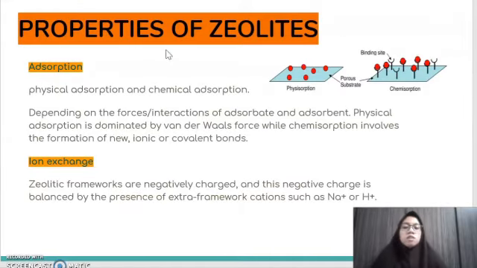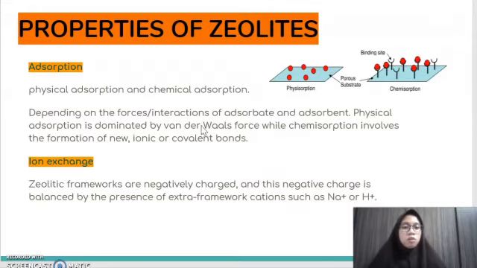So I will proceed with the presentation on the properties of zeolite. There are many properties of zeolite, but I want to emphasize absorption and also ion exchange. For the absorption, there are two types, which are physical and also chemical. Absorption depends on the force and interaction of the adsorbate and adsorbent. So this picture shows the physical and chemical. The difference is the interaction that occurs.